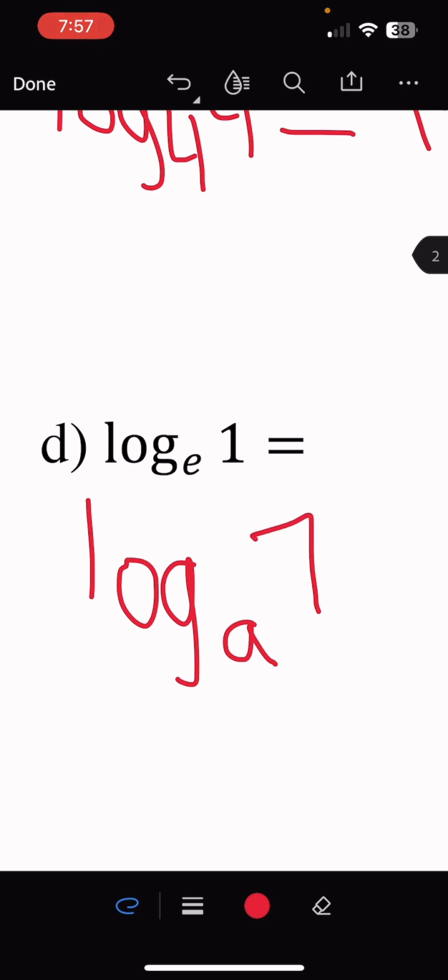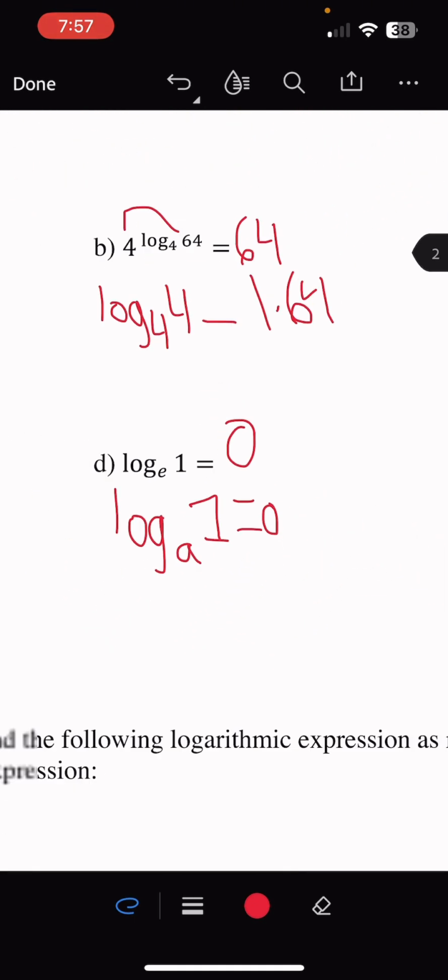Now over here is log base e of 1. Now any log of 1, with any base, is actually going to equal 0. So therefore your answer is 0 in this case.